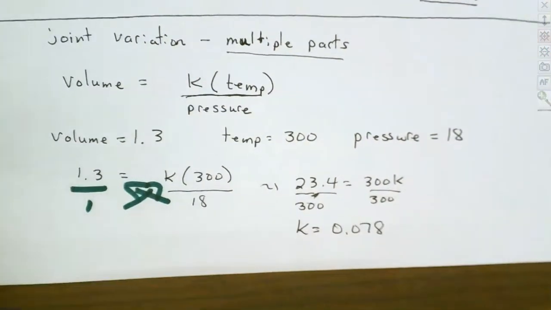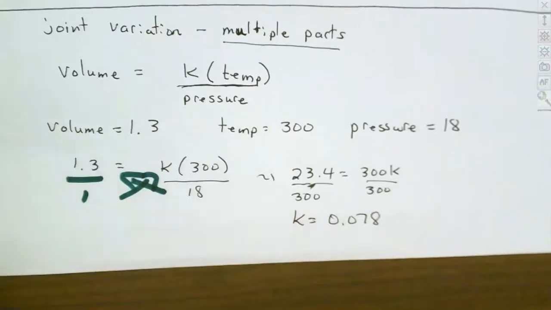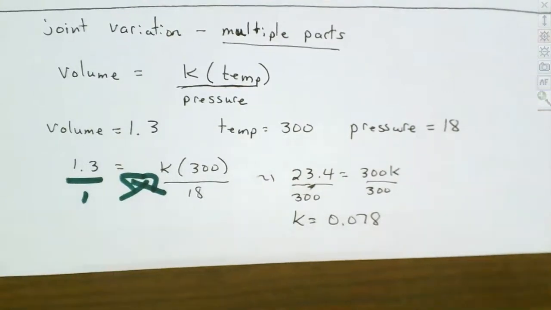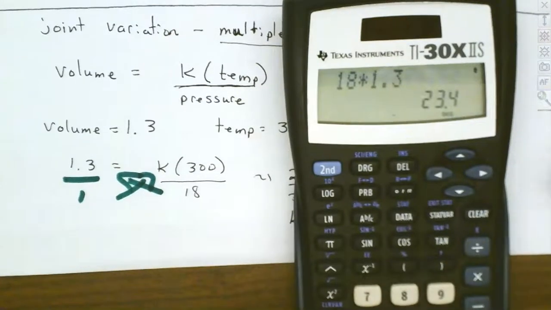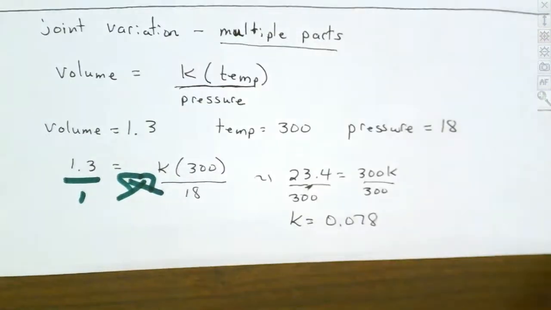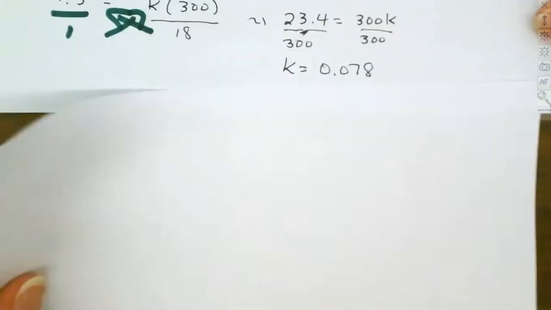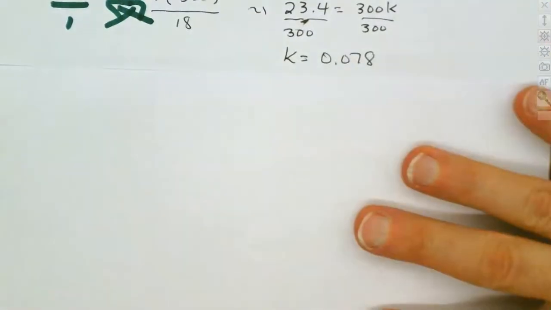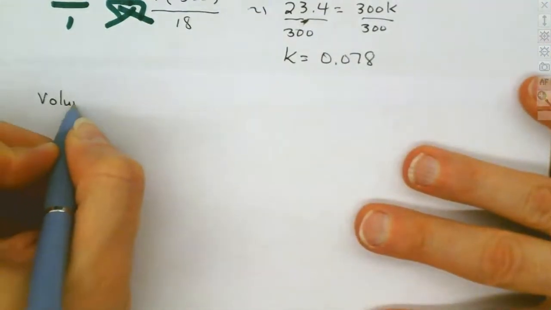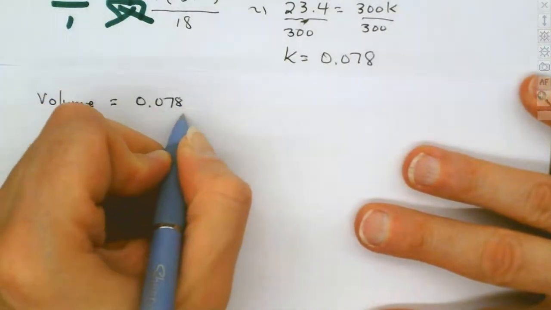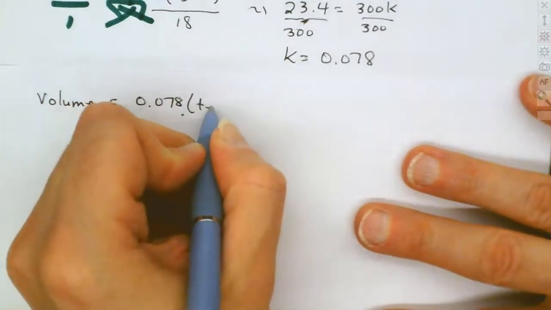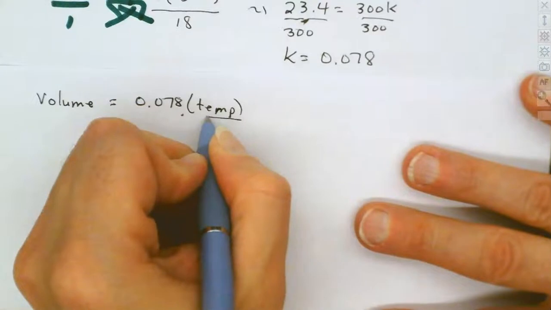Okay, is everyone all right with that so far? How did I get that? Oh, cross multiply. Because I took the 18 times 1.3, and that gave me 23.4. Rewrite our formula. And so the volume equals 0.078 times the temperature over the pressure.